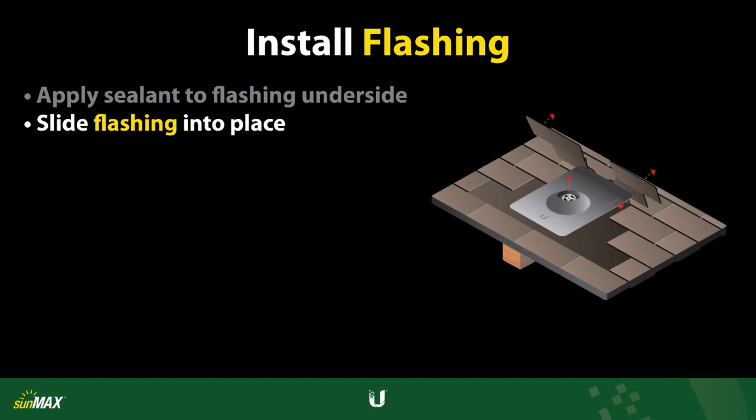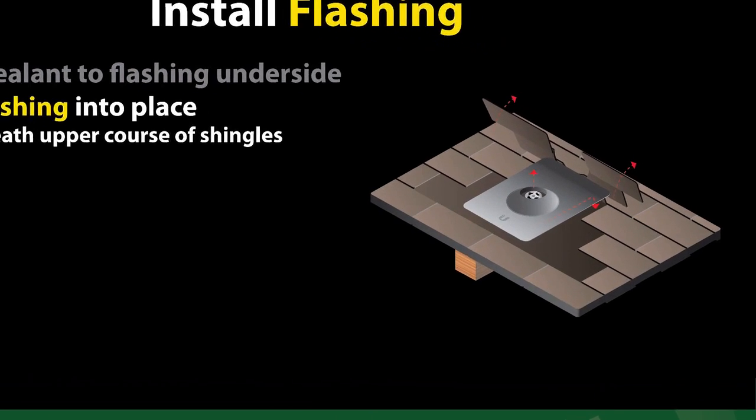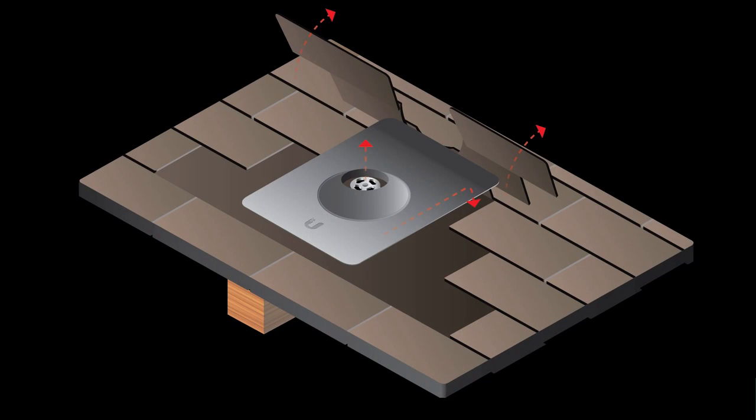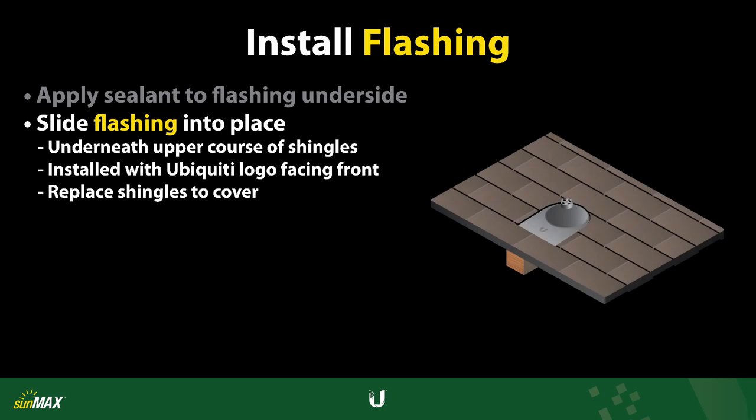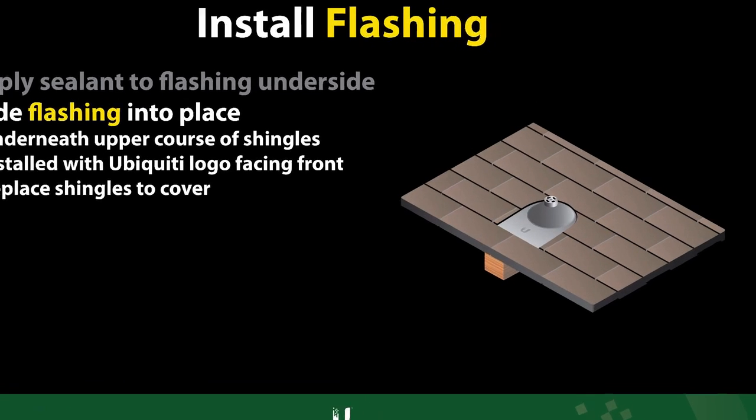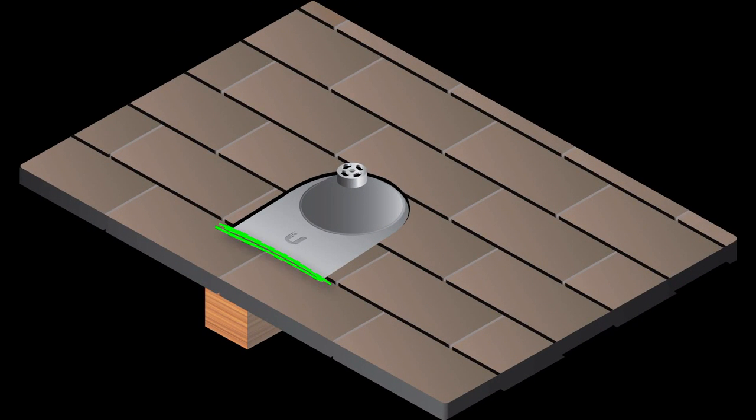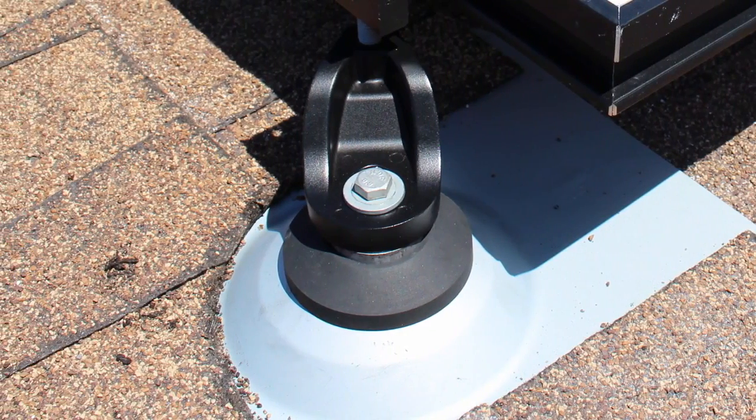Slip the flashing into place underneath the upper course of shingles. Then, lower the flashing into place over the roof mount. The flashing should be installed so that the Ubiquiti logo faces toward the front. Replace the shingles to cover the roof flashing. The flashing should be positioned so that the lower edge does not extend beyond the edge of the first course of shingles, with the upper edge of the flashing being located underneath the third course of shingles.